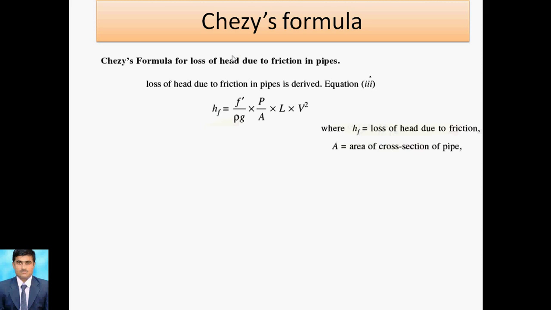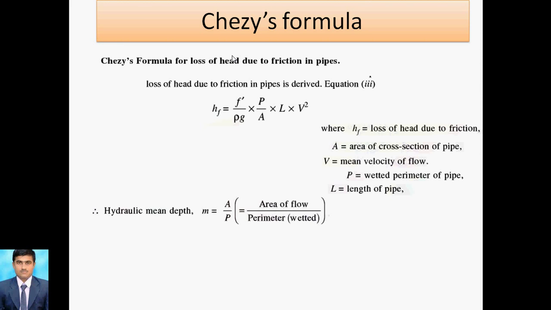h_f is equal to head loss due to friction, A is the area of cross section, V is equal to mean velocity, P is equal to wetted perimeter, capital L is length of pipe, and for that purpose we know that the hydraulic mean depth is equal to m is equal to A upon P. A means area of flow, P means perimeter. A is pi by 4 d square and capital P is pi d. After calculation and solution we get the value of hydraulic mean depth, that is d by 4. So this is about the hydraulic mean depth.